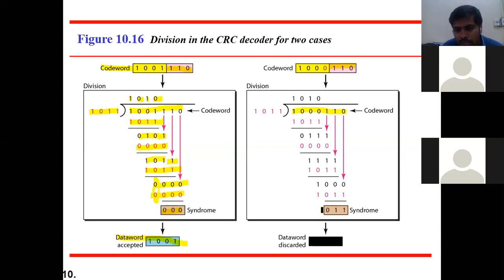In this case, I am not getting the syndrome value as 000. That means there is an error in your transmission. That error is nothing but a 1 that has become 0. So in this case, the data word will be discarded. It will not be accepted. In the previous case, when the syndrome was 000, the data word was accepted. In this case, when the syndrome is 011, the data word will be rejected.